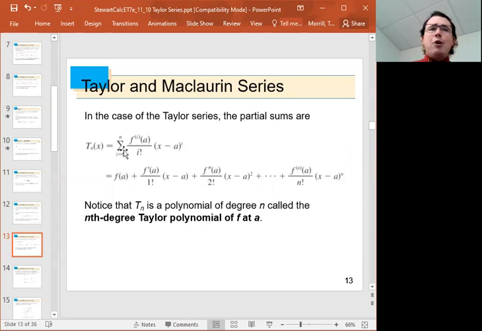So the question is, how close is this polynomial to the function that I care about? Maybe the function I've got is almost a polynomial with a little bit of a remainder, a little bit of an error term.